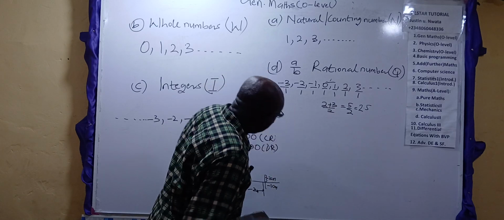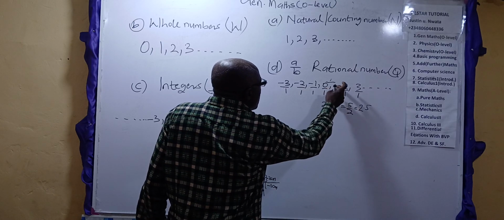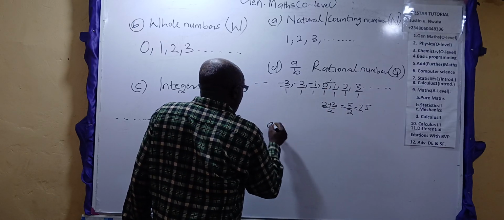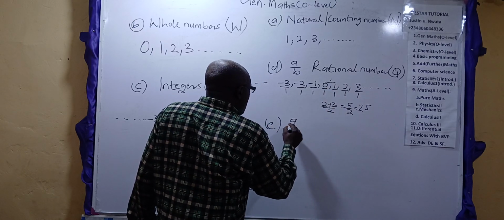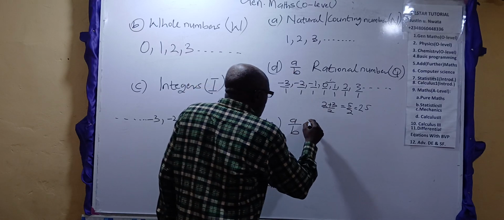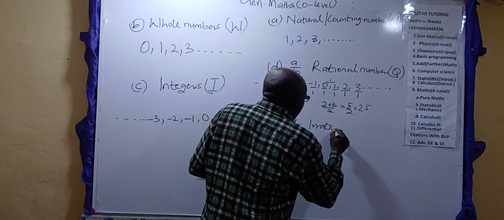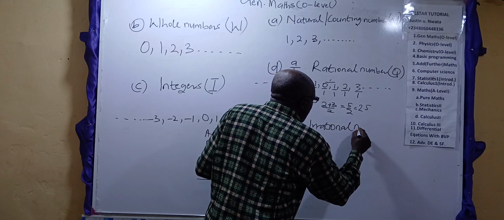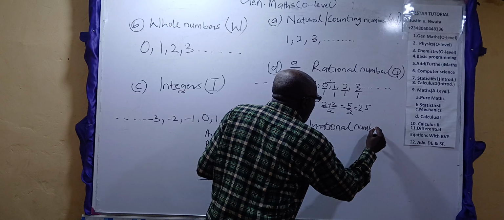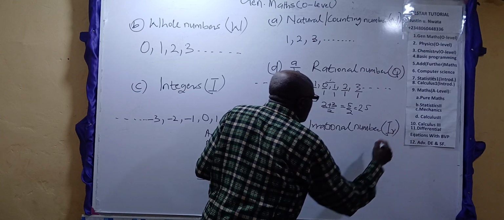Then, there is also another type of number in between 0 and 1, 1 and 2, which can also be written in the form of this over this. It's called an irrational number. Symbol, big I, small r.